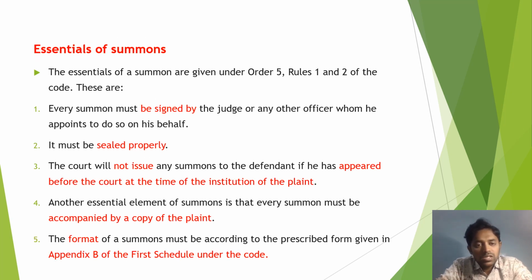Essentials of summons. The essentials of summons are given under Order 5, Rule 1 and 2 of the Code. These are: every summons must be signed by the judge or any other officer whom he appoints to do so on his behalf. It must be sealed properly. The court will not issue any summons to the defendant if he has appeared before the court at the time of the institution of the plaint. Another essential element of summons is that every summons must be accompanied by a copy of plaint. The format of a summons must be according to the prescribed form given in Appendix B of first schedule under the code.